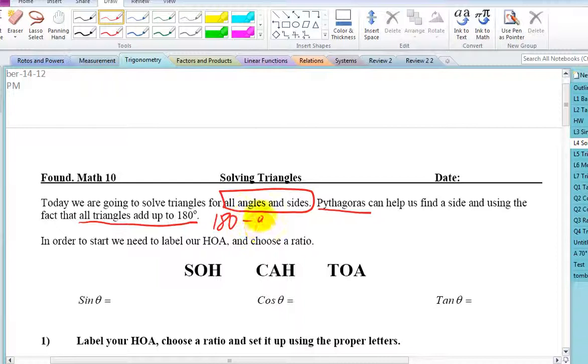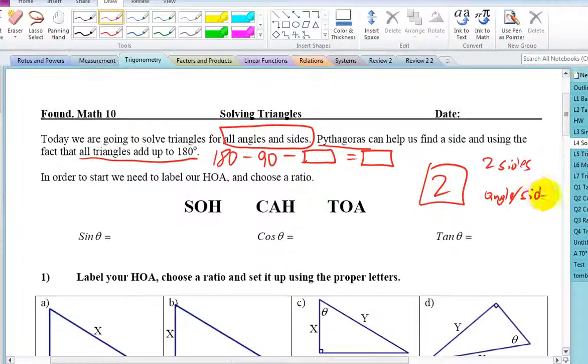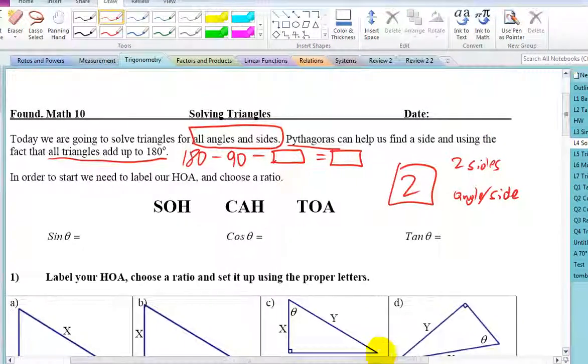Start with 180 minus 90 minus some other angle, and that will equal the angle you want to find. So you're going to use several different methods of solving a triangle. They have to give you two pieces of information. That could be two sides, or it could be an angle and a side. Which one they give you will depend on what you do to solve.